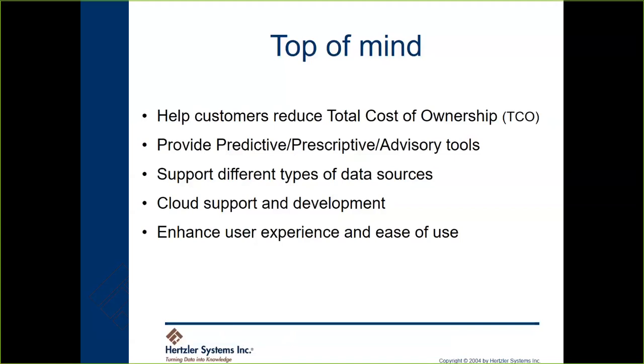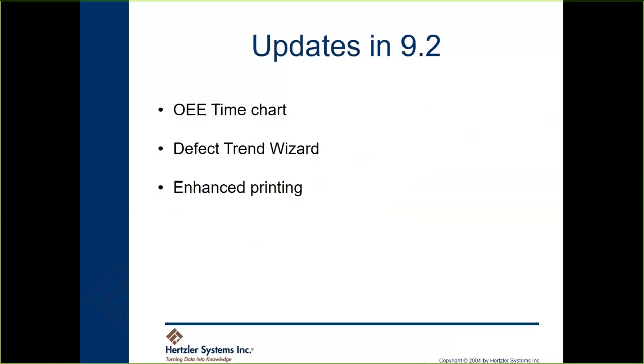They are: help customers reduce total cost of ownership, provide predictive, prescriptive advisory tools, support different types of data sources, cloud support and development, and then enhancing user experience and ease of use. So those are kind of what we use to weigh the different aspects of the different enhancement requests we get and what goes in. So let's take a look at some of the new things in GainSeeker version 9.2.